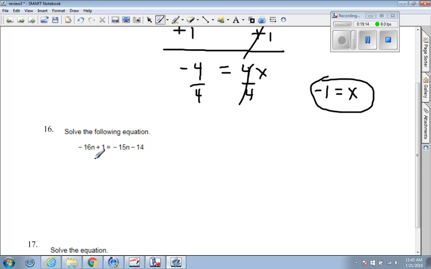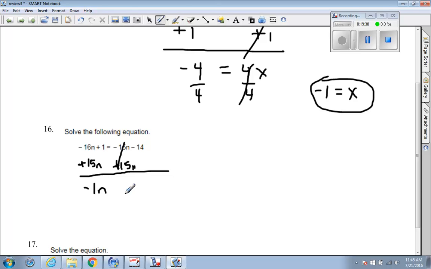So, okay, this one, letters on the left, numbers on the right. So I'm going to add 15n to the other side because that's the opposite of negative 15n. Add 15n. Negative 16 plus 15 then is negative 1n.